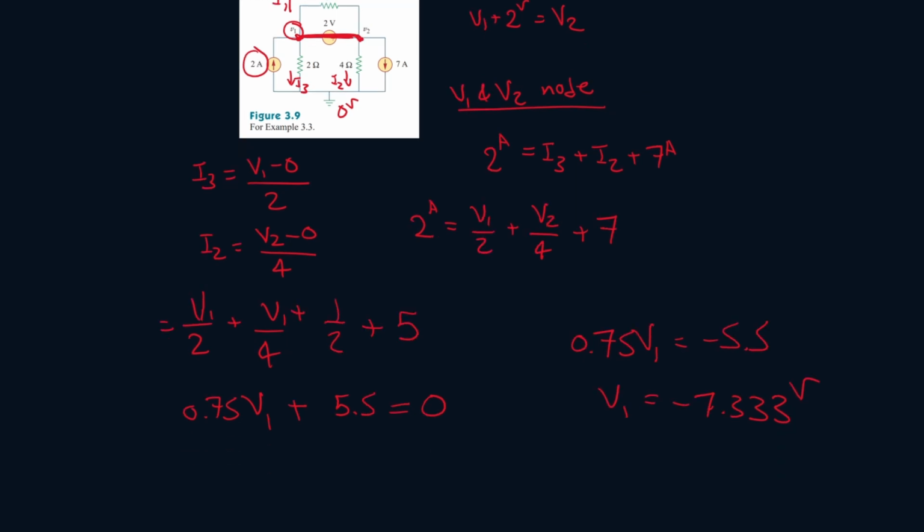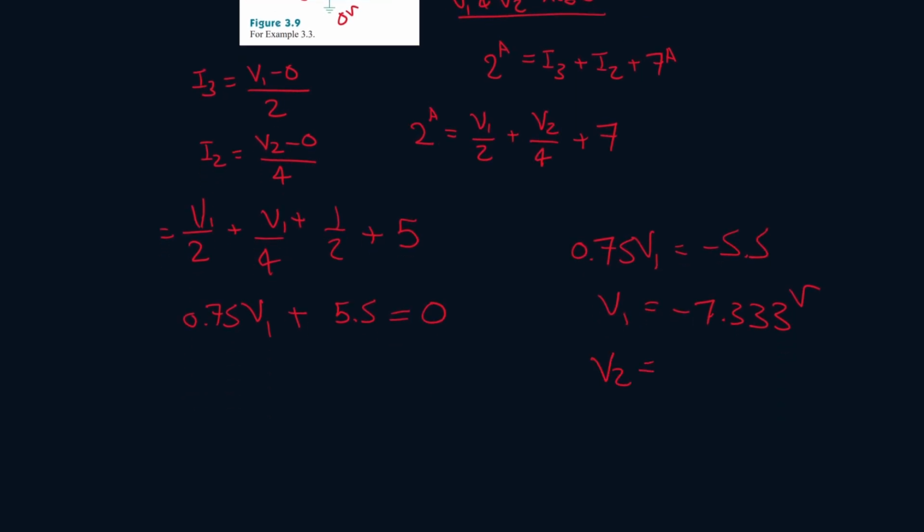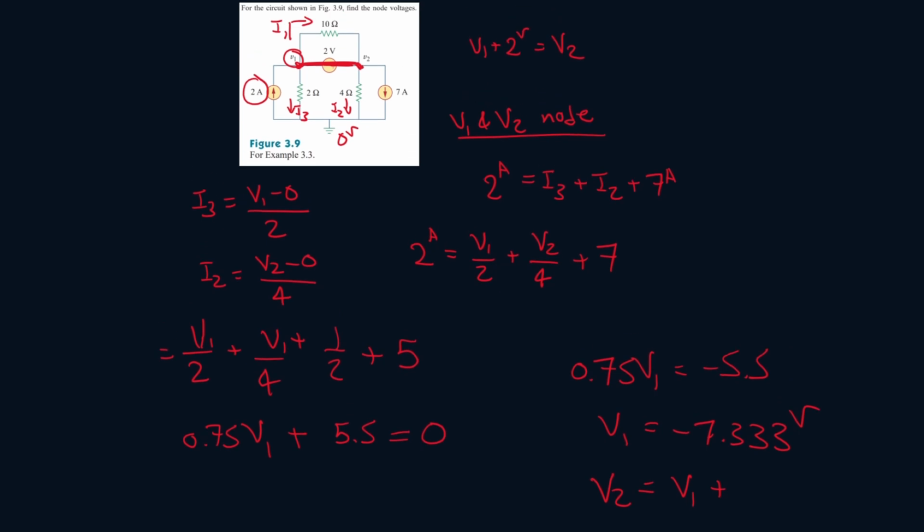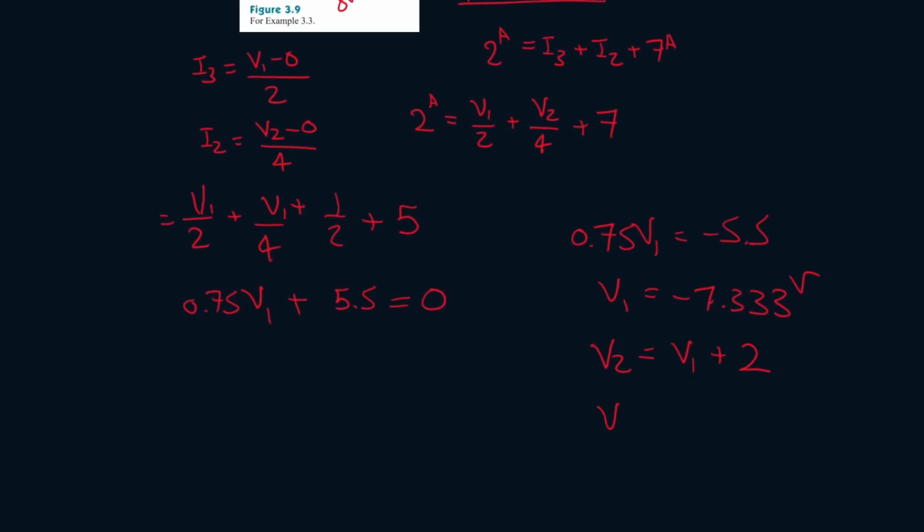But let's find V2. Recall V2 is equal to V1 plus 2 volts. So V2 will be minus 7.333 plus 2, which is minus 5.333. And that's your answer.